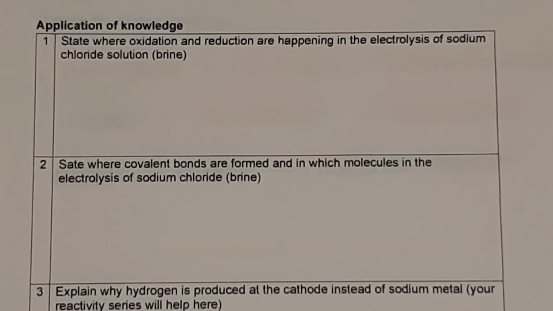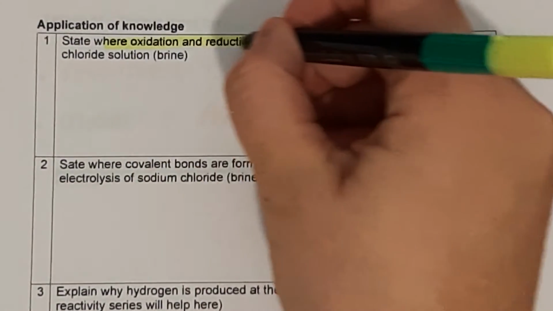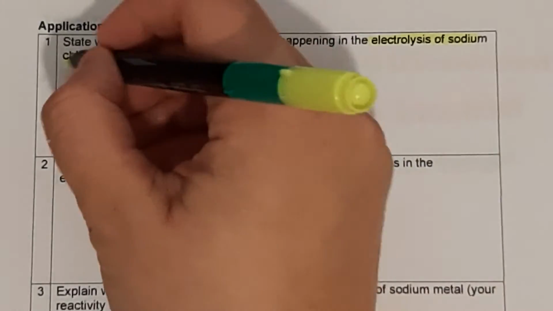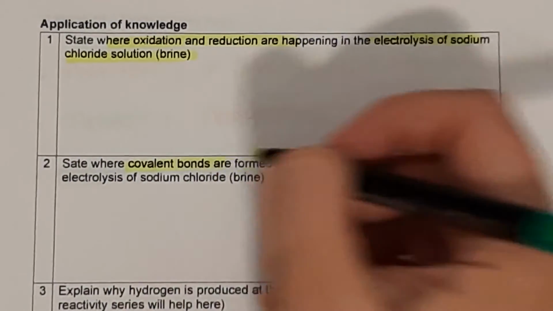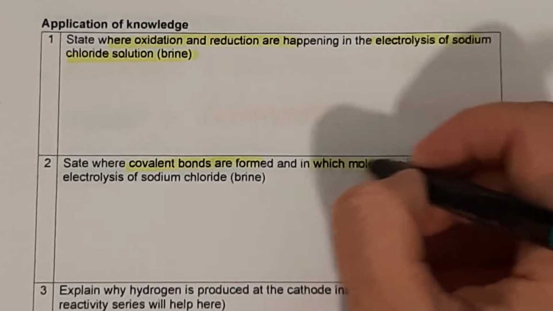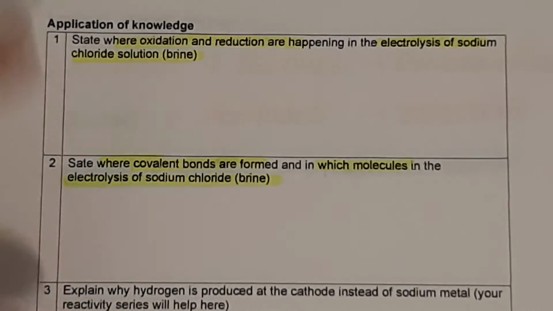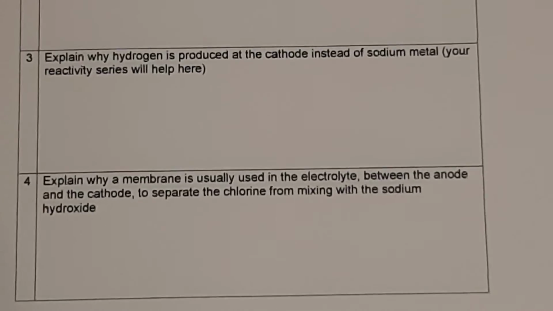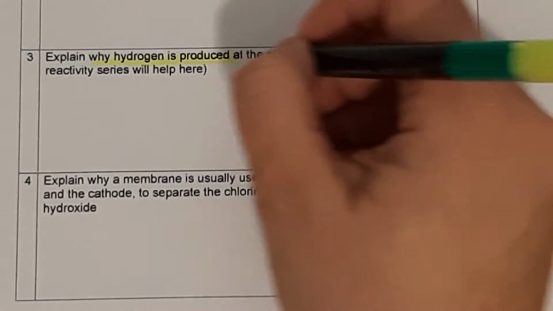So we're moving on to the application of knowledge questions on page 31. There are 4 questions here. First of all, state where the oxidation and reduction are happening in the electrolysis of brine or sodium chloride solution. Then question 2, state where the covalent bonds are formed and in which molecules in the electrolysis of sodium chloride or brine. Question 3, explain why hydrogen is produced at the cathode instead of the sodium metal.